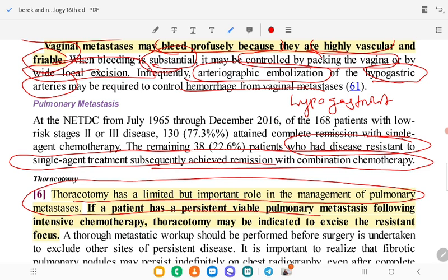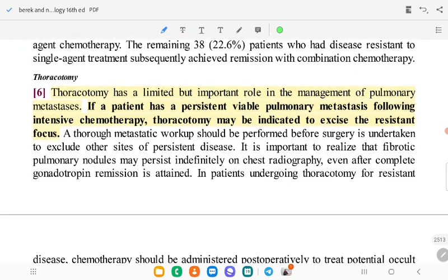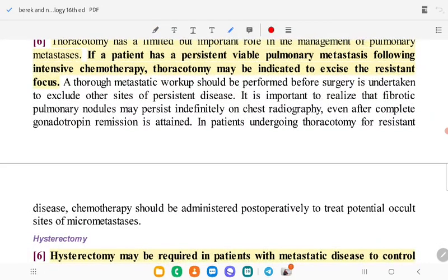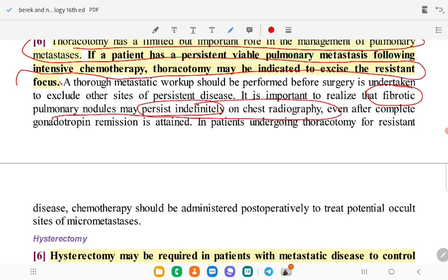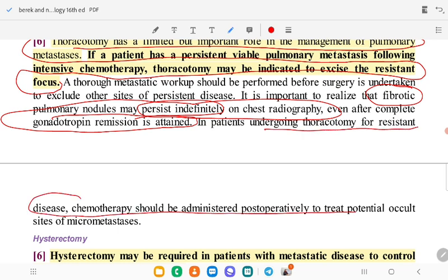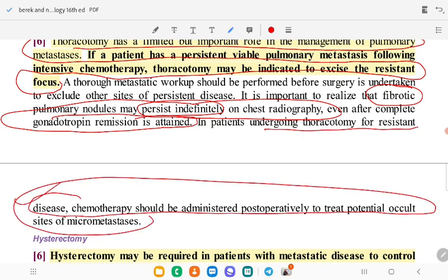Patients who have persistent viable pulmonary nodules following intensive chemotherapy may need excision surgery, although a metastatic workup should be performed before surgery. The fibrotic pulmonary nodule may persist indefinitely on chest radiography even after complete gonadotropin remission is attained. If a patient undergoes thoracotomy for resistant disease, chemotherapy should be administered post-operatively to the potential local site of metastasis.